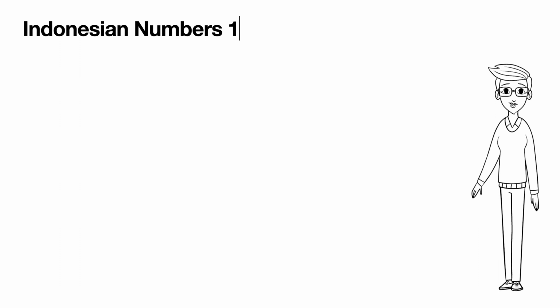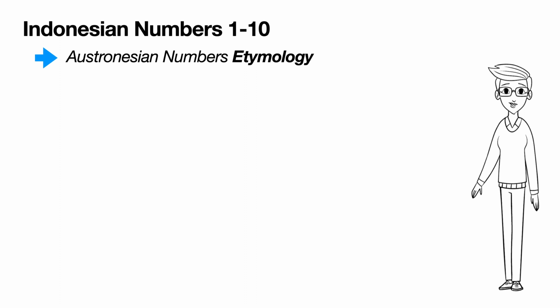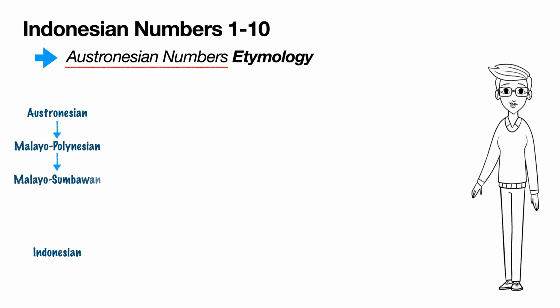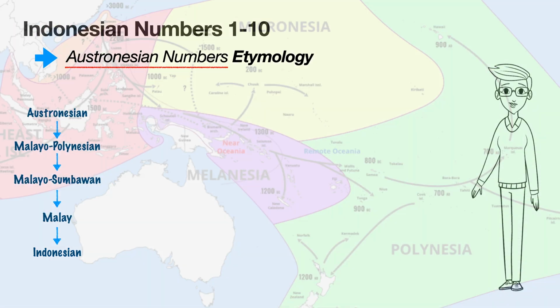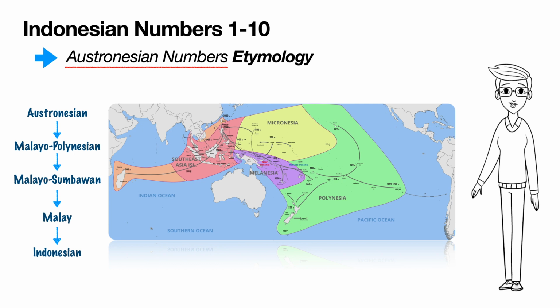Today we will talk about numbers in Indonesian from 1 to 10, and also their etymology and their relation with other Austronesian numbers. As an introduction, Indonesian belongs to the Austronesian languages, and Austronesian languages are probably the most geographically spread out language family in the world. It covers from north, from Taiwan, to south, to the Philippines, Malay, Indonesia, and to New Zealand, from west, from African Madagascar, to east, to Hawaii and much further to Easter Island.